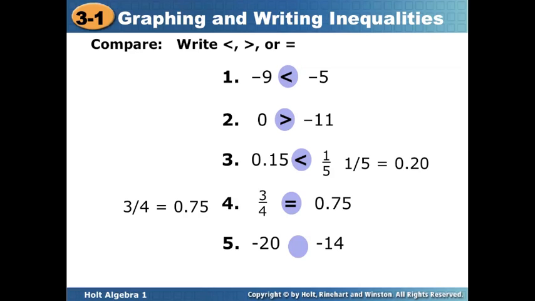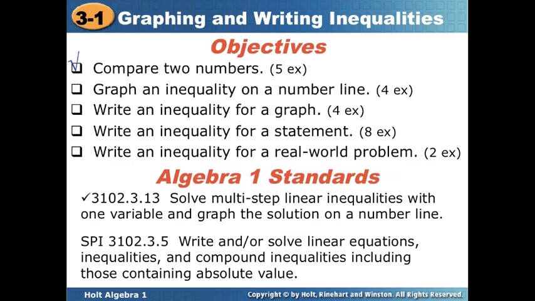Example number 5. Try this one on your own. -20 compared to -14. We should pick that -20 is less than -14. Again, be careful when working with negatives. You got to think opposite because they are opposite numbers. So that concludes comparing two numbers. We're now going to graph an inequality on a number line.